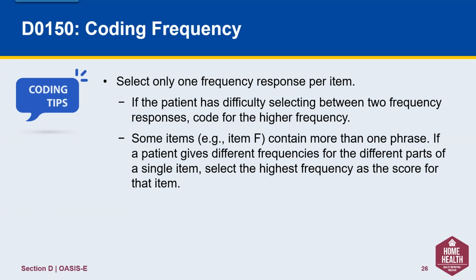Some items, like item F, contain more than 1 phrase. If a patient gives a different frequency for different parts of a single item, select the highest frequency as the score for that item.